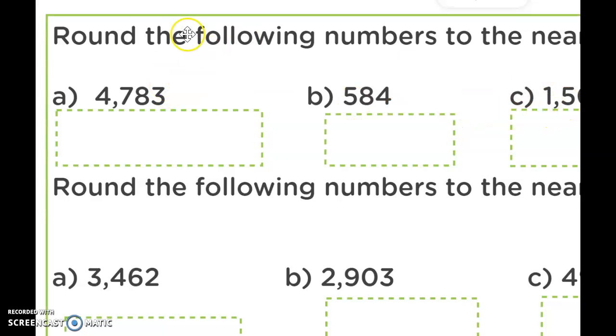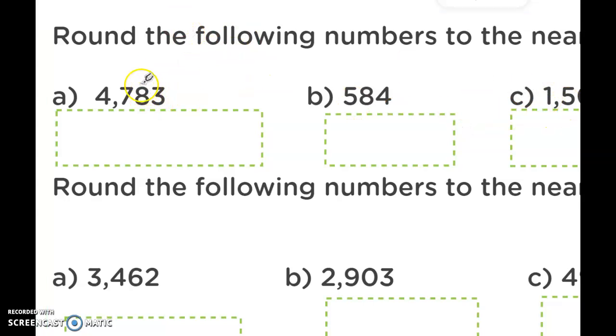4,783. I'm rounding to the nearest 10. So I need to find the place and look next door. I found the tens place and I'm looking next door. If that is 5 and above, I'm going to give it a shove. If it's 4 and below, I'm going to let it go. I see that 3 is 4 and below, so I'm going to let it go. It's going to stay an 8. Everything to the left stays the same. Everything to the right changes to a 0.